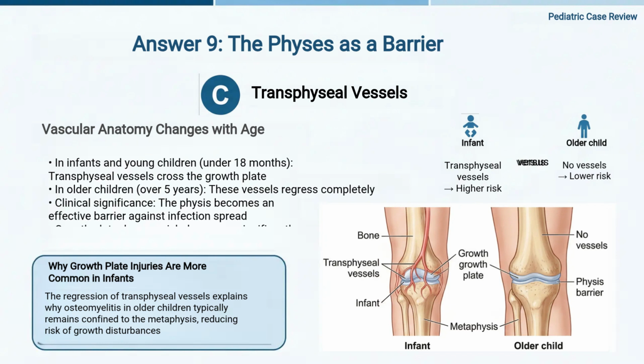This anatomical difference has important clinical consequences. Infants are at higher risk for growth plate damage, avascular necrosis of the epiphysis, and combined osteomyelitis plus septic arthritis. Understanding this vascular regression pattern explains the age-specific complications and informs imaging interpretation in young children.